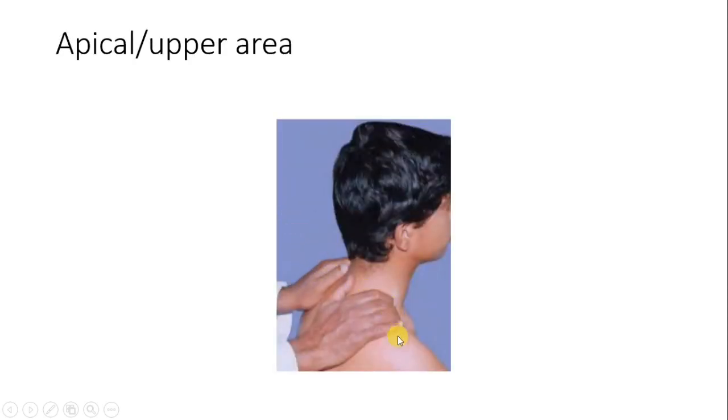In apical chest movement, ask the patient to sit on a stool and put all fingers in the supraclavicular fossa and ask the patient to take a deep inspiration and expiration. Here we see upward movement of fingers. So here we assess pump handle movement of chest. Normally the upward movement is equal on both sides of chest, and it is symmetrical. But if movement is reduced on one side, it indicates upper lung fibrosis or collapse or pulmonary tuberculosis, which mainly affects the apical area of lung.